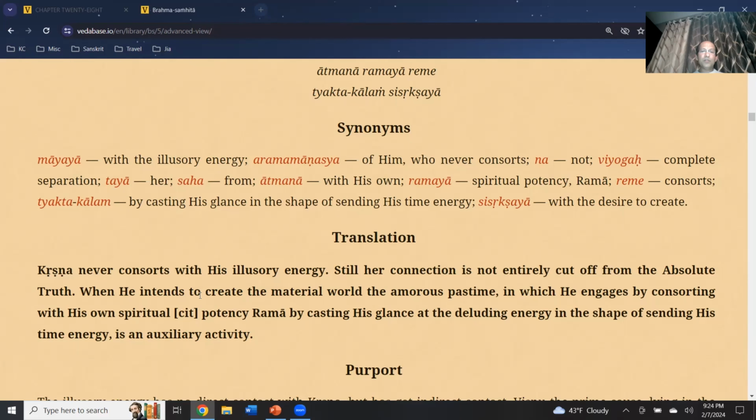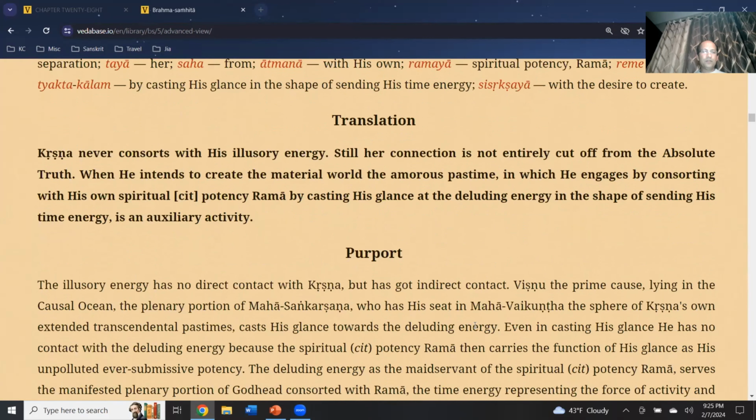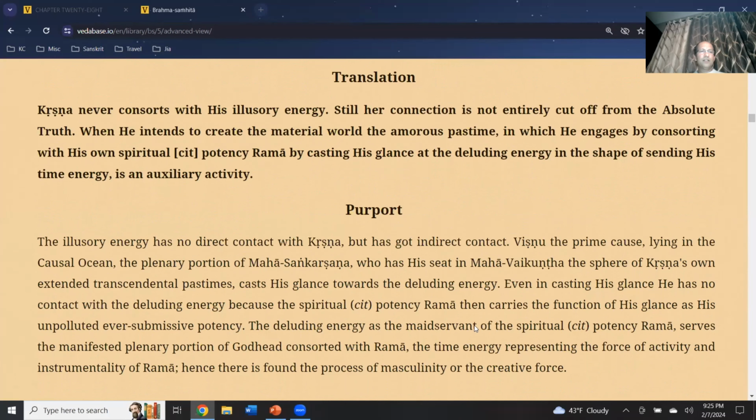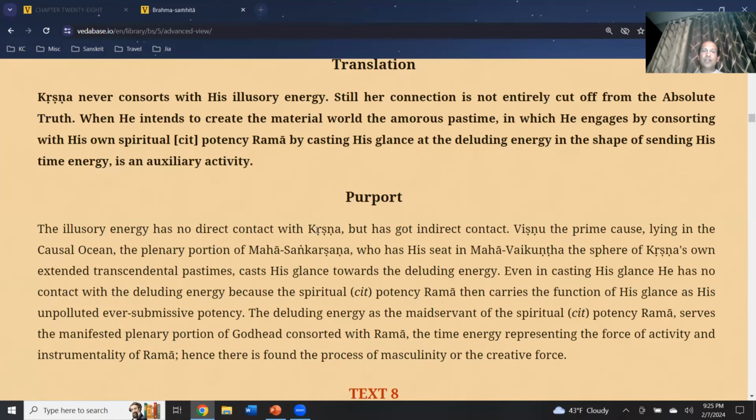When he intends to create the material world, the amorous pastime in which he engages by consorting with his spiritual chit potency, Rama, by casting his glance at the deluding energy in the shape of sending his time energy, tyakta-kālaṁ, is an auxiliary activity, and is always supported. Even the material energy, even though he is not in contact, is always supported by Kṛṣṇa. And in the purport it is mentioned that the illusory energy has no direct contact with Kṛṣṇa, but has indirect contact.